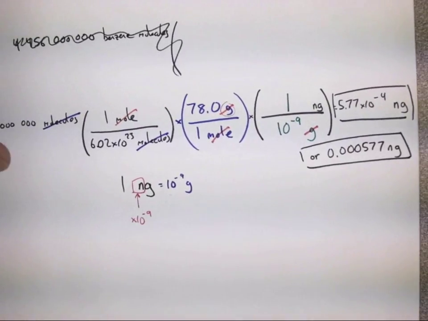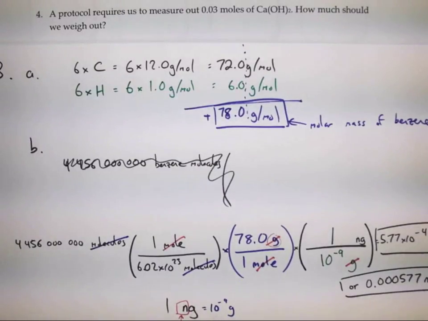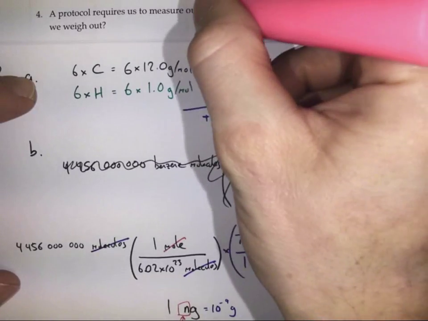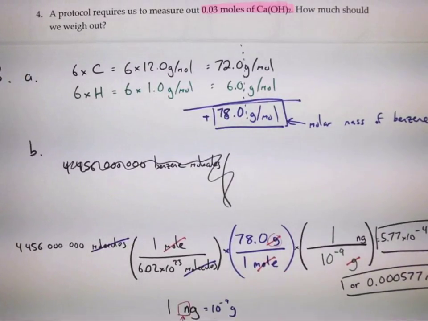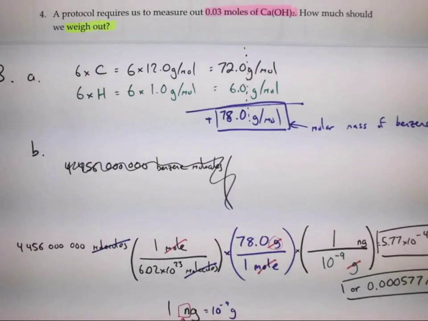All right, let's move on. Question 4. We have a protocol. This is the most common reason why we would want to know how to use molar mass. A chemical situation is going to require 0.03 moles of a substance, in this case calcium hydroxide. We want to know how much we should weigh out on a scale. So what does a scale weigh? Well, that's right, a scale weighs grams.